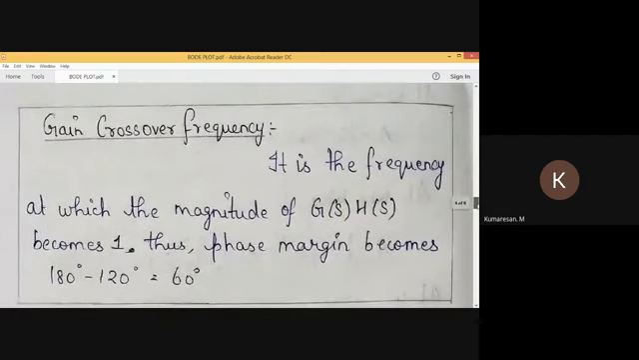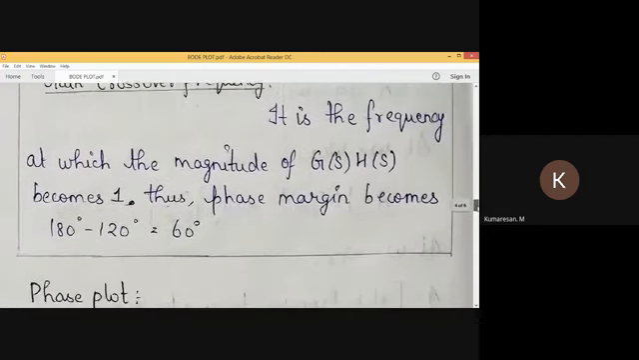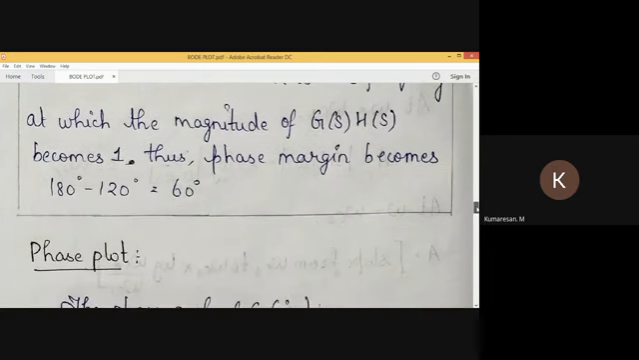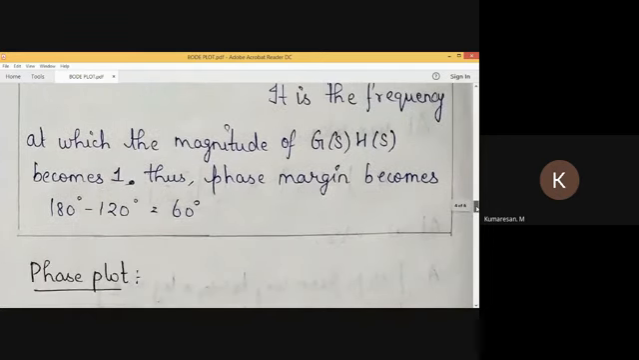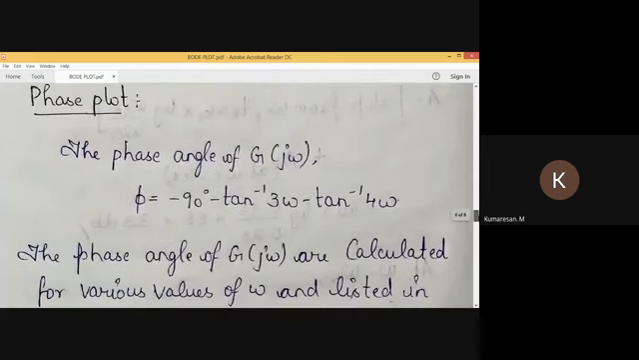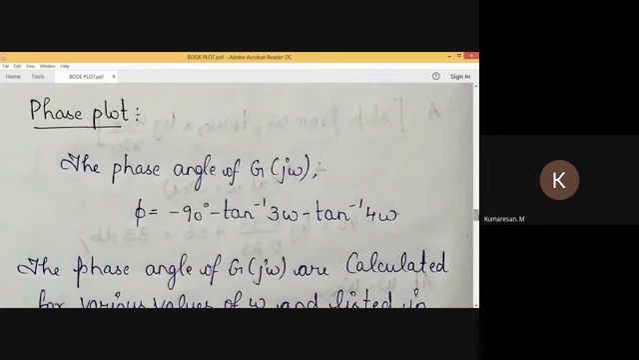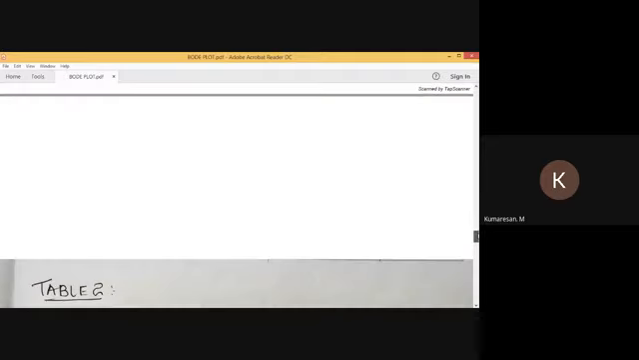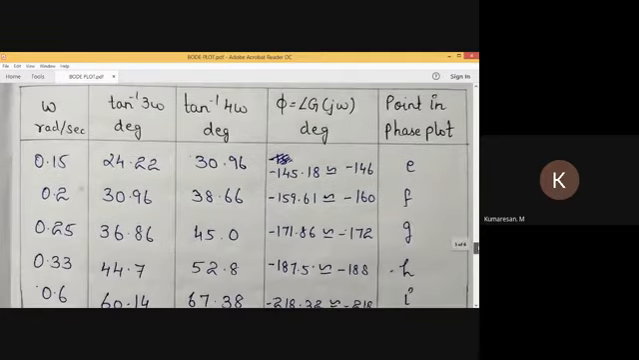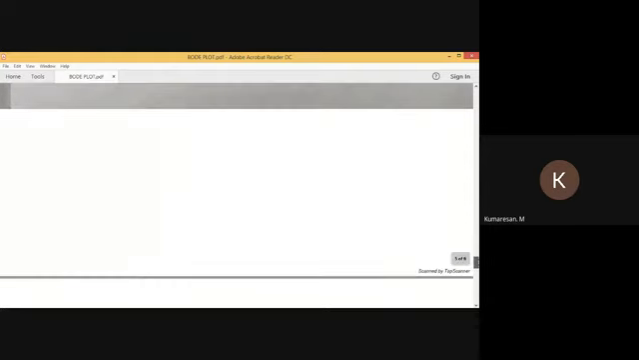Now, gain crossover frequency is the frequency at which the magnitude of G of S and H of S becomes 1. The phase margin becomes 180 degree minus 120 degree, which is 60 degree. I will explain this one. Now the phase plot. Before the phase plot, we are going to see the magnitude plot.